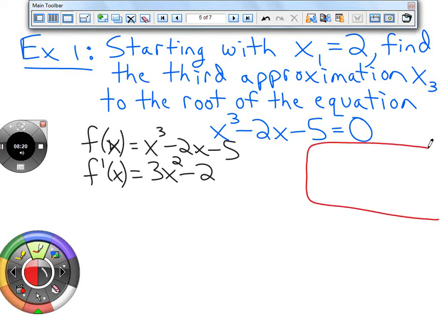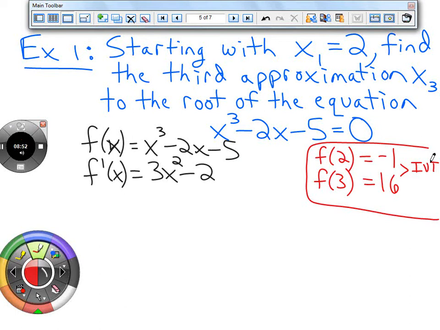So what we could do is f of 2, and when you plug a 2 in, you get negative 1, and when you plug in a 3, you get 16. So we know by the intermediate value theorem that there has to be a 0 between 2 and 3. So 2 would be a pretty good guess to start with. You could probably even start with 3. You have some flexibility with these. You don't have to be right on, and sometimes you don't even have to be that close initially.